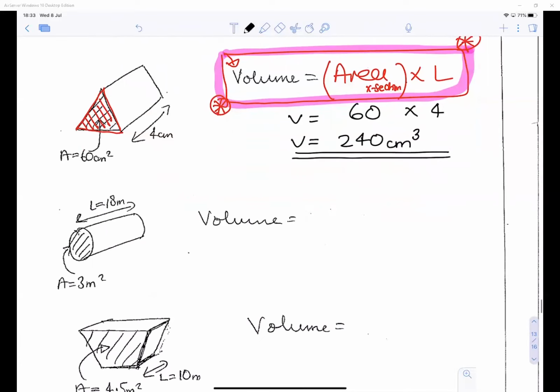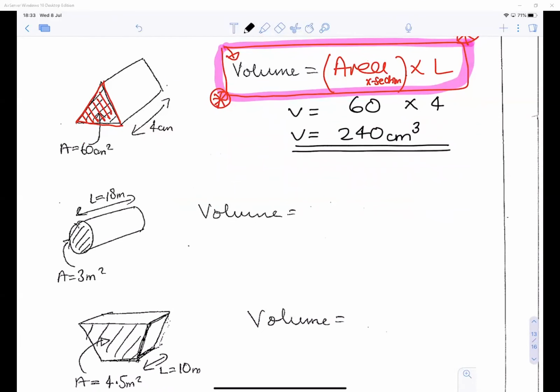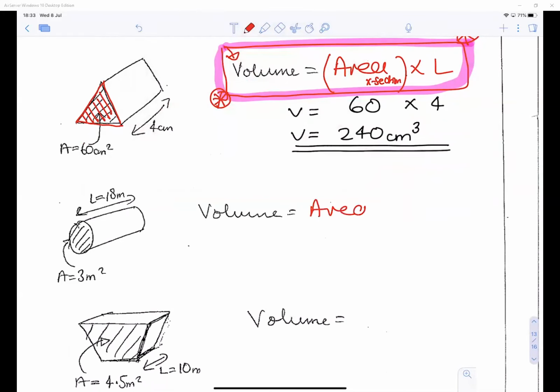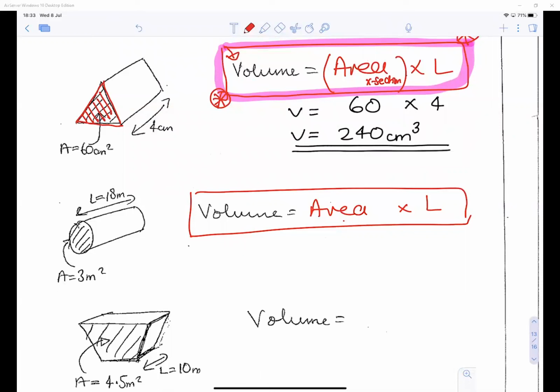Let's do one more question together. Next question. Go. So you've got to do the area times by the length. Okay, what's this part called? The formula. Fantastic. So you need to do 3 times by 18. Fantastic. So this is the very simplest format of a volume question where they actually give you the area. So what's 3 times by 18?